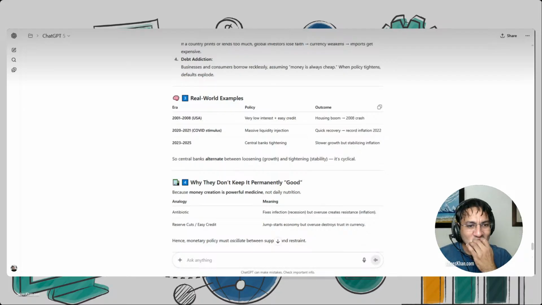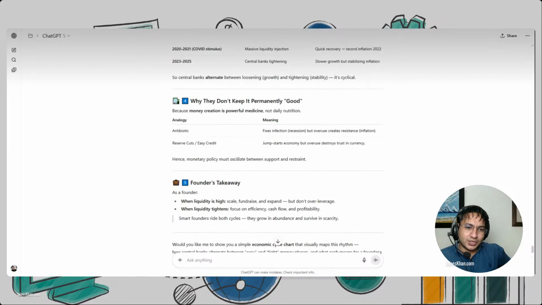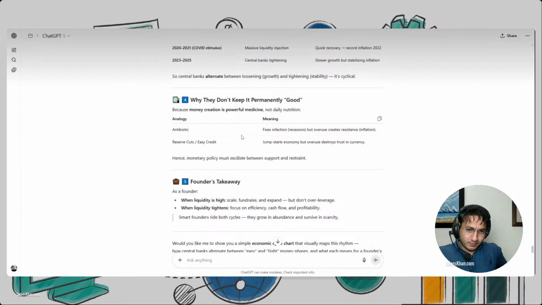Okay, and then 2020 COVID: massive liquidity injection, quick recovery, record inflation. I'm unable to understand that. What does this mean? And central bank tightening, slower growth, but stabilizing inflation. So central banks alternate between loosening growth and tightening; the symmetry is cyclical. So yeah, the same thing we just understood about inflation and other stuff.